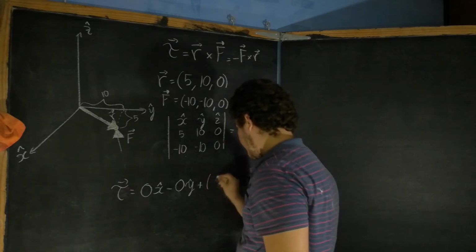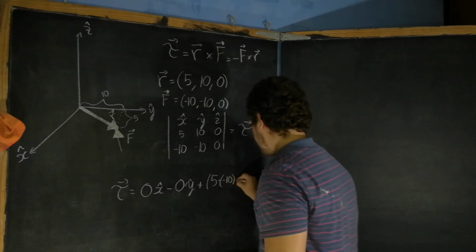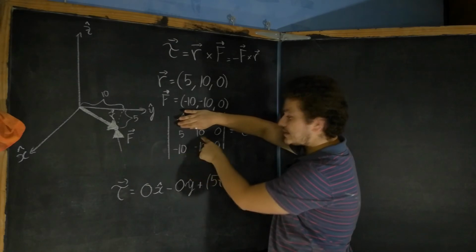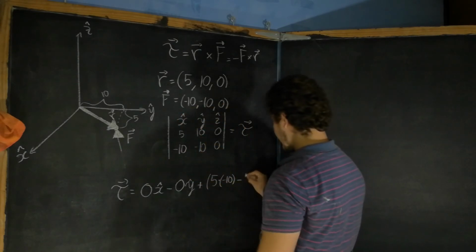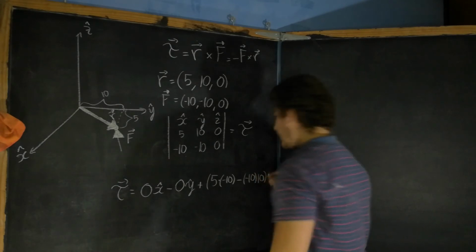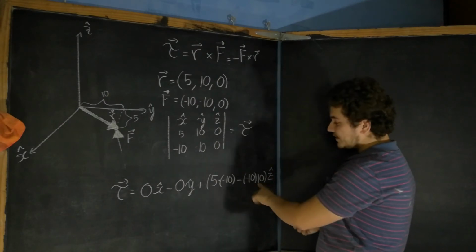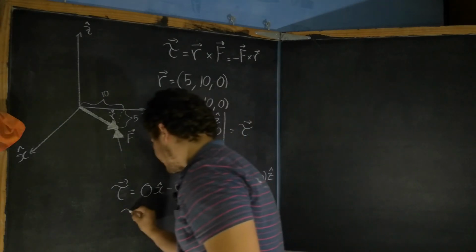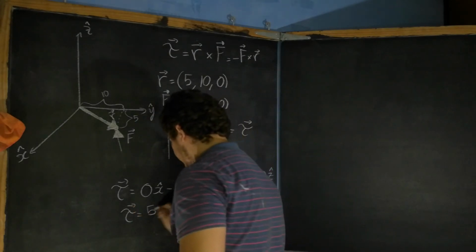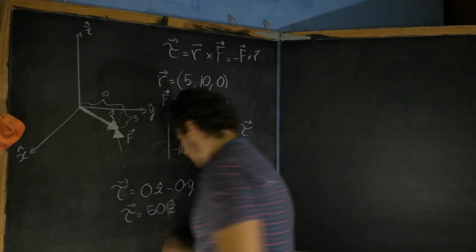And plus the final term, we blank out these terms and we say 5 times minus 10, minus, because in the negative direction, minus 10 times 10. And this will go in the Z direction. Here, minus 50, minus minus is plus 100, so 100 minus 50. So we will have that the torque equals 50 in the Z direction. Okay?